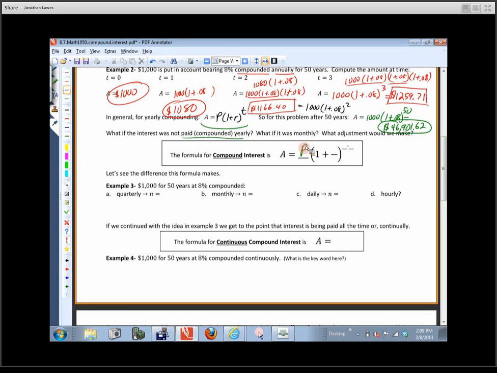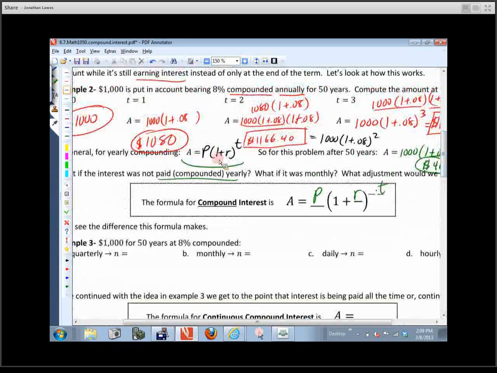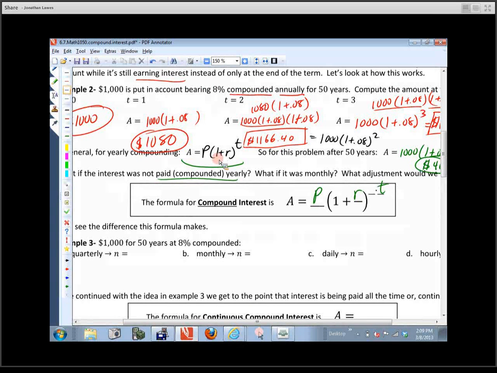The principal's still going to be sitting out here. So we're going to have a P out there. We're going to have an R right there, and we're going to have a T right here. So it looks very similar to the formula that we just got done looking at. The difference is, if they pay us every month, they're not going to pay us 8% a month. They're going to take that 8% and make it a little bit smaller. If they paid us every month, they divide that 8% by 12. So we'd put a 12 right here.